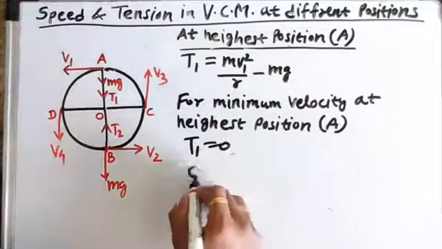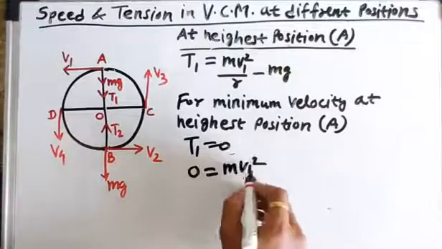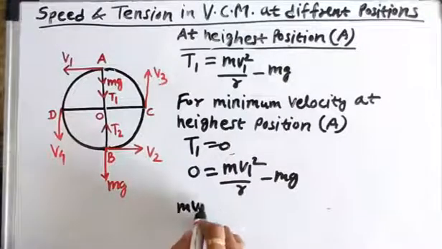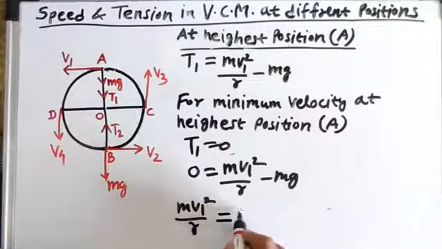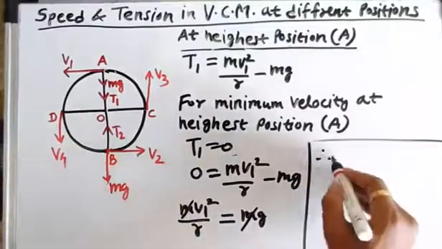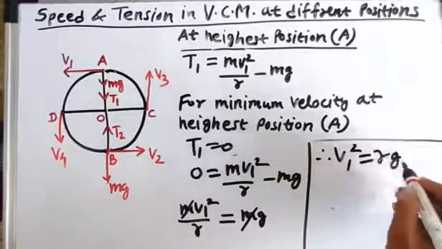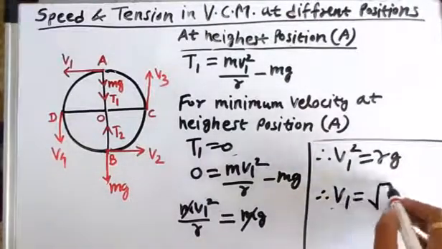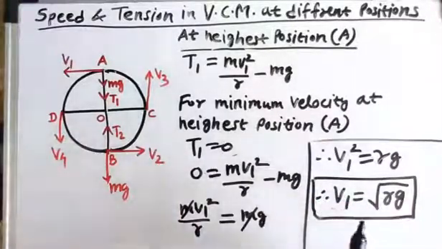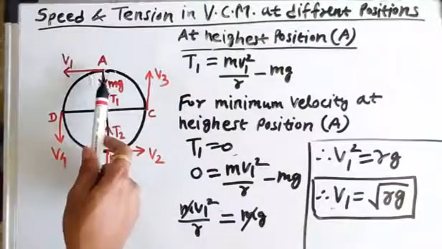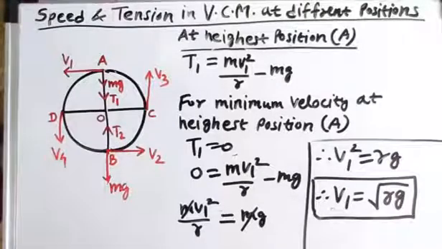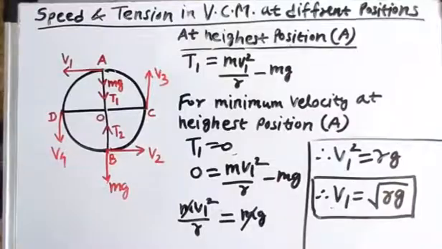So we get 0 equals m V1 square upon r minus mg. We rearrange the terms, so we get m V1 square upon r equals mg. This m cancels with this m. Therefore V1 square is equal to rg, and V1 is equal to under root rg. So this is the equation which gives us the minimum velocity which must be possessed by the object at the highest position to just complete the vertical circular motion without any slack in the string.